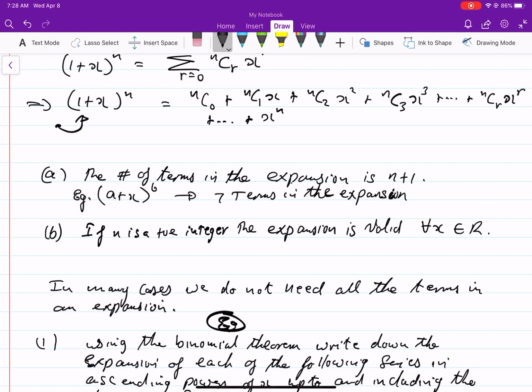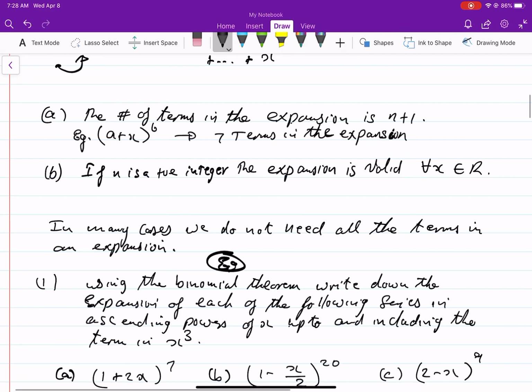The next note there is, if n is a positive integer, the expansion is valid for all real values of x. That will not always be true when we change n to not being a positive integer. Okay, in many cases we do not need all the terms in the expansion. Sometimes we just need the first few terms.